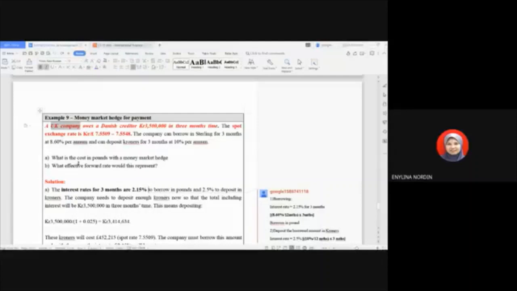What is the cost in pounds with the money market hedge, and what effective forward exchange rate would this represent?